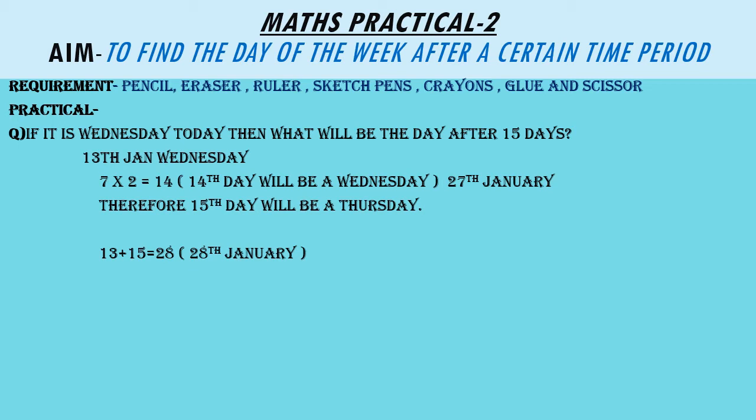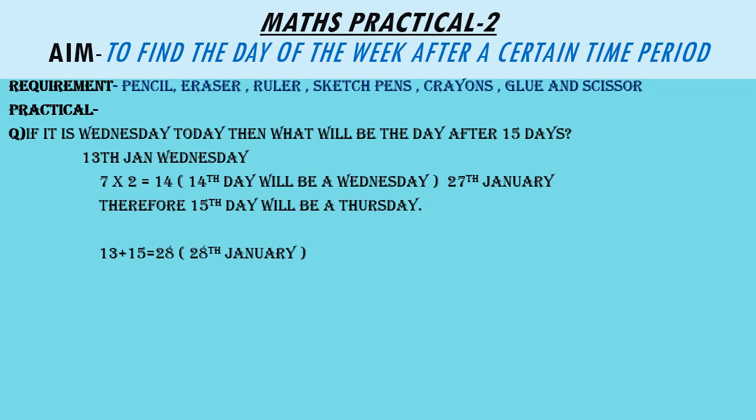The 14th day is going to be a Wednesday, which is 27th of January. How come 27th of January? You will simply add 13 plus 14 is equal to 27th of January. Now in the question we have to find out what the day will be after 15 days. So if the 14th day is a Wednesday, then automatically the 15th day will be a Thursday and the date will be 28th of January, which is 13 plus 15 is equal to 28th of January. It is going to be a Thursday.